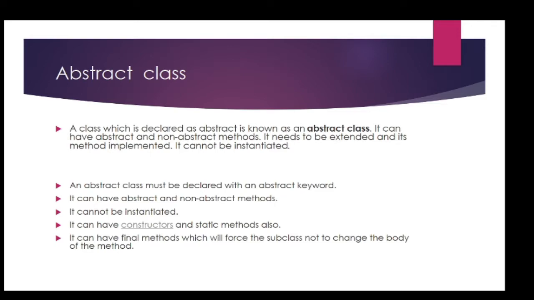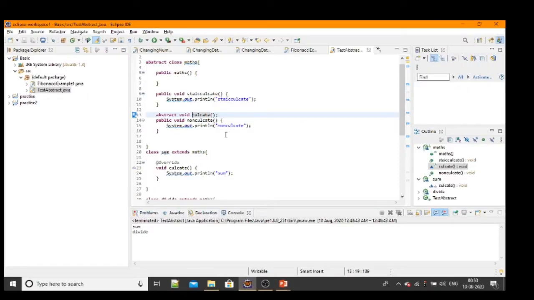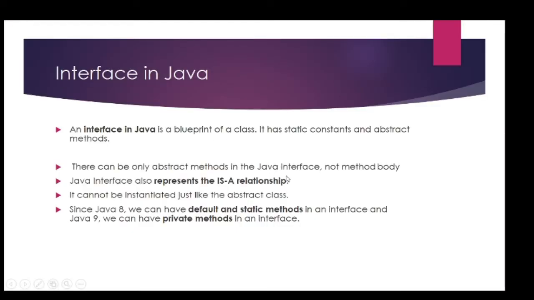Completed. Let's see the second, the interface. The interface in Java is the blueprint of the class. It has static, constant, abstract methods. So all these methods in the interface are public, static, final, constant methods.